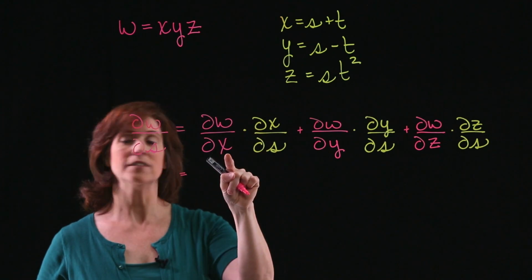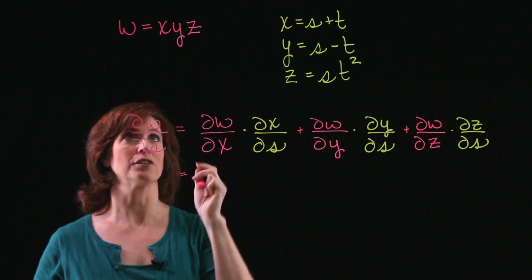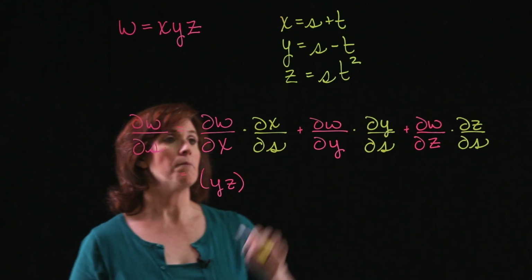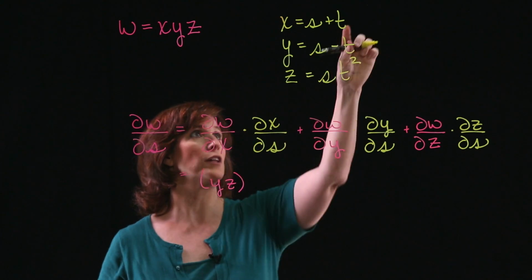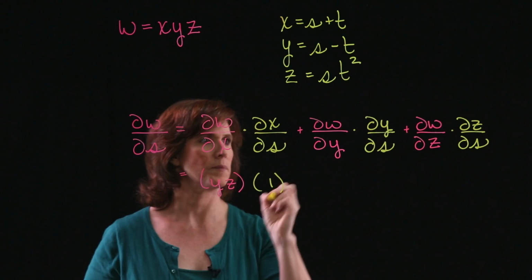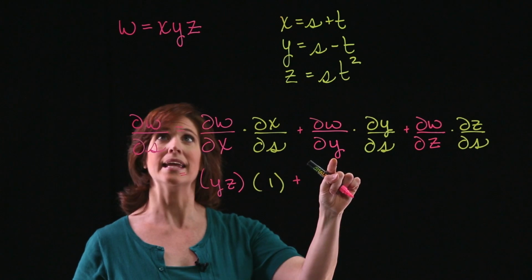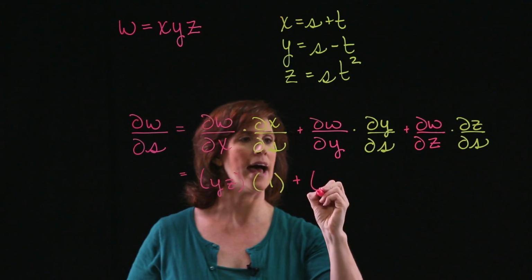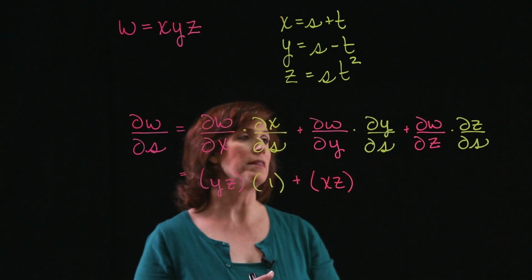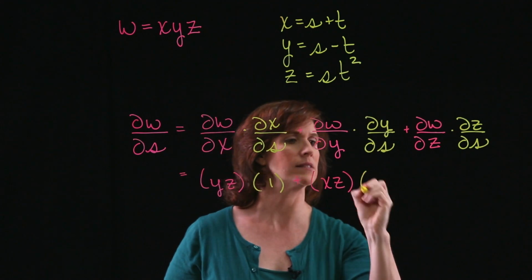All right, so when I take the partial of w with respect to x, I'll treat y and z as if they're constants, and so that partial is going to be just yz. I'll multiply by the partial of x with respect to s. So if I look at my equation, x equals s plus t, the partial is going to be 1. I then add to that the partial of w with respect to y, and again I'm treating x and z as a constant, and so that partial is xz. And then I'll multiply by the partial of y with respect to s, treating t as a constant, and so that partial is 1.